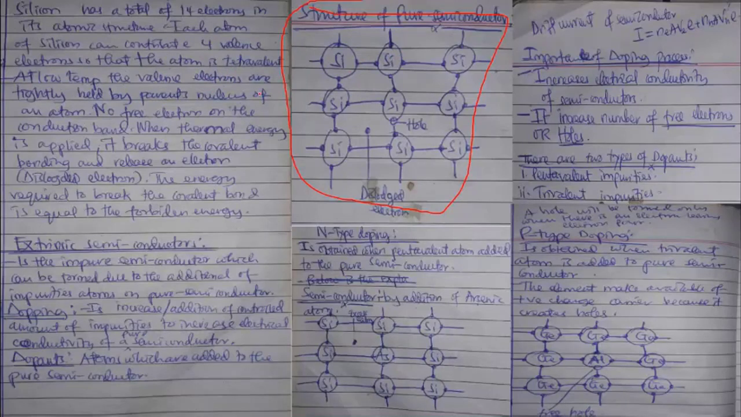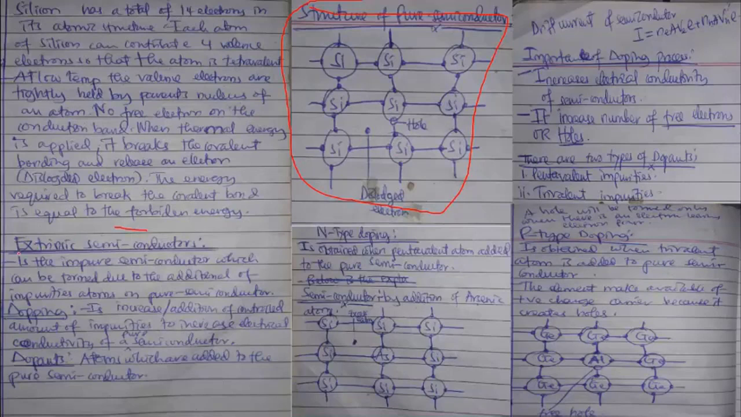At low temperature, the valence electrons are tightly held by the parent nuclei of the atoms. There are no free electrons in the conduction band. However, when thermal energy is applied, it breaks the covalent bonding and releases an electron, a dislodged electron. The energy required to break this covalent bond is equal to the forbidden energy. So it is given energy equal to the forbidden energy. Therefore, it crosses and enters the conduction band, and it can be delocalized, and therefore it can conduct electricity.